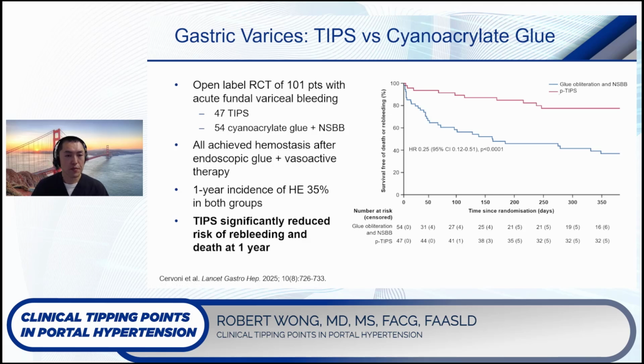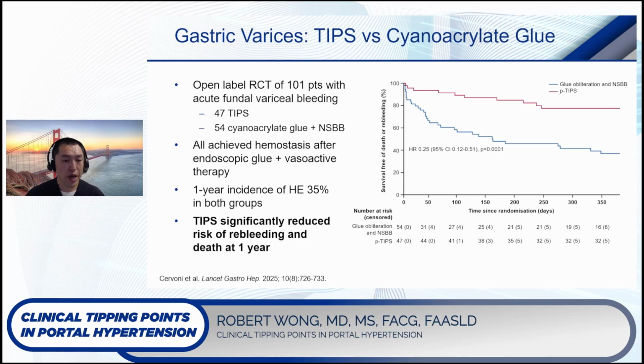So let's look at some of the comparative studies. This is the first study I wanted to review, comparing TIPS versus cyanoacrylates. It's an open label randomized controlled trial of 100 patients who presented with acute fundal gastric variceal bleeding. These are people that underwent endoscopic glue and vasoactive therapy and achieved hemostasis. They were then assigned to TIPS or continued cyanoacrylate glue, meaning if they rebled, they would repeat gluing.